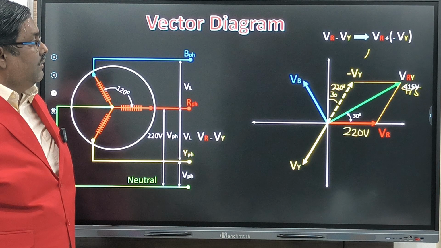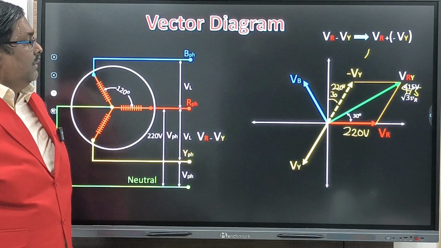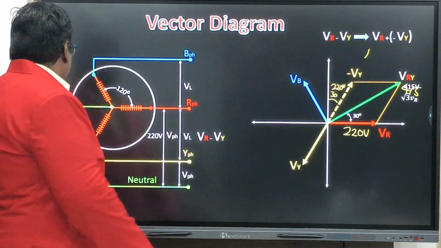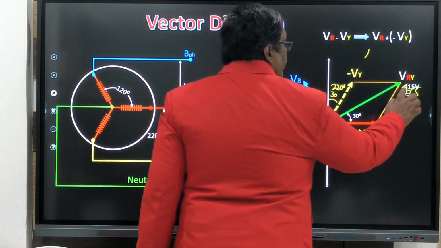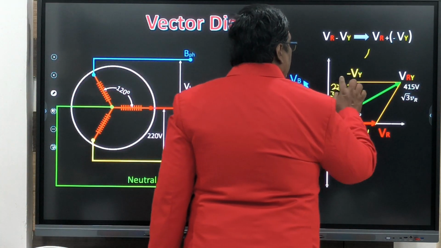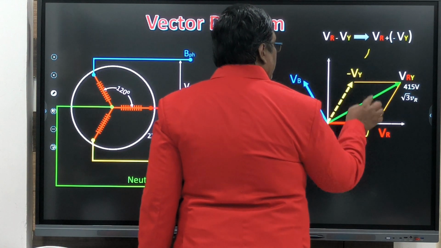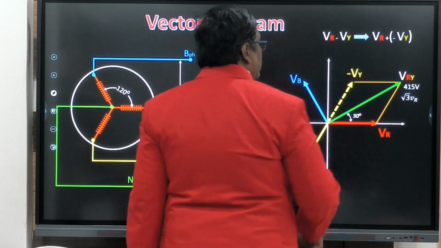So I have put it already, 415. And the 415, what is it? One minute, I will erase those markings. Okay, all the markings, I will erase them.